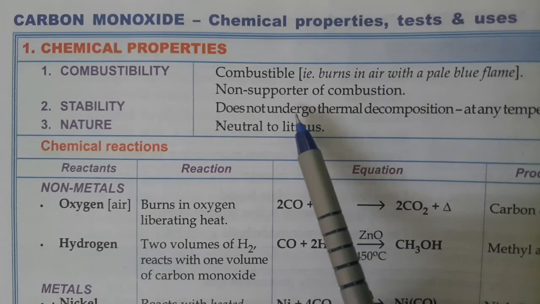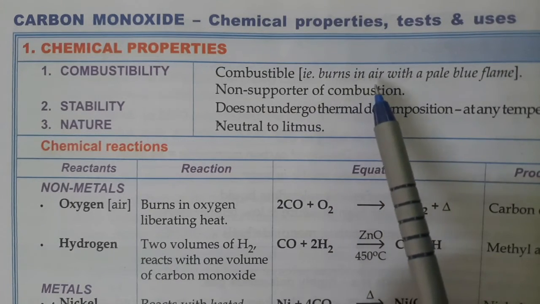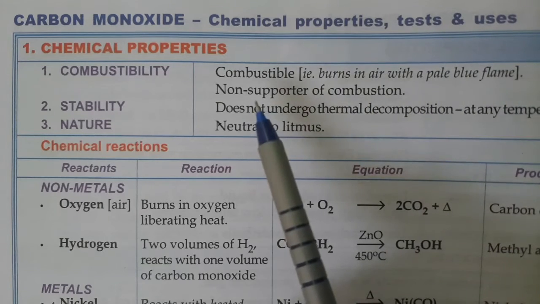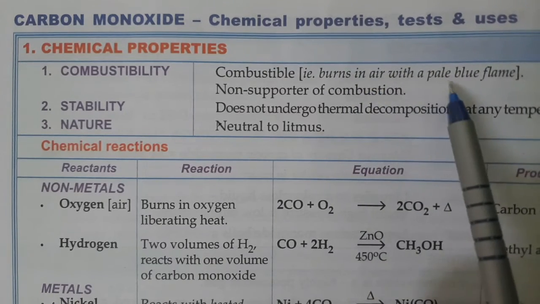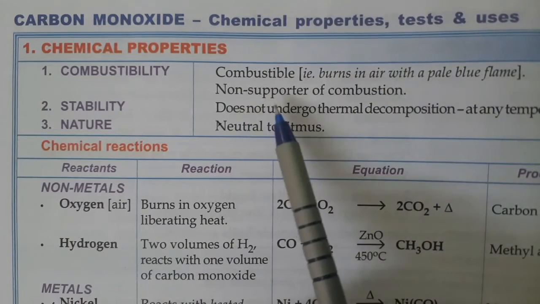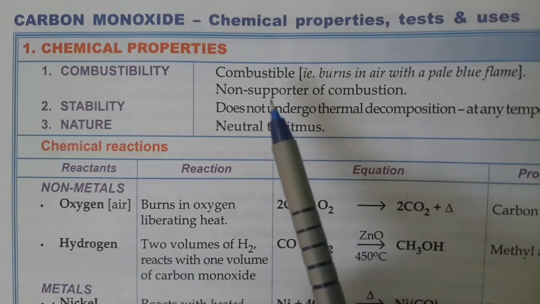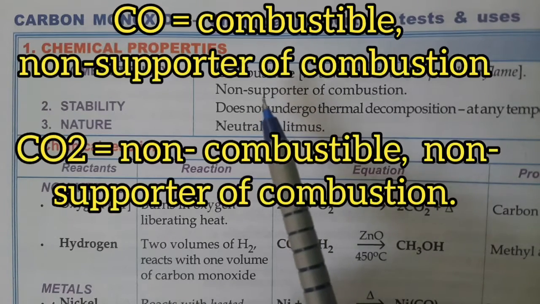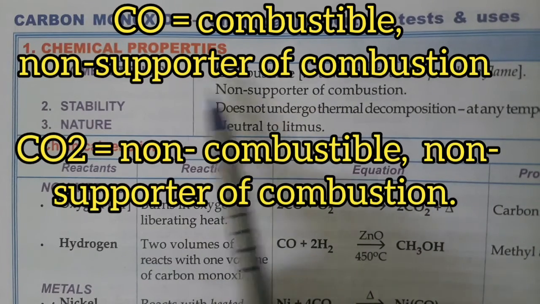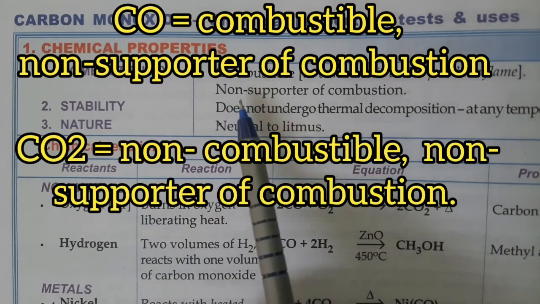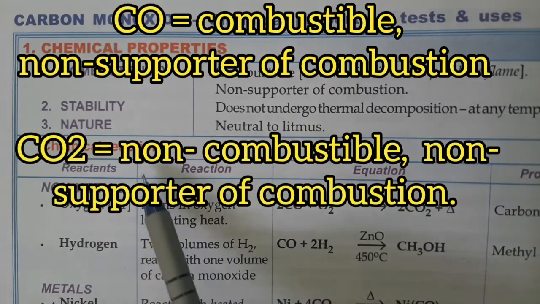My observing question: name a gas which burns in air with a pale blue flame. Answer: carbon monoxide. Otherwise I may ask you, carbon monoxide burns in air and gives what color flame? The answer is pale blue flame, but it is not a supporter of combustion. Do remember, carbon dioxide is non-combustible and a non-supporter of combustion, whereas carbon monoxide is combustible but a non-supporter of combustion.